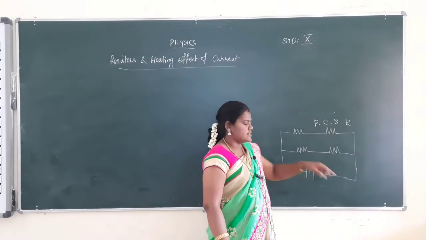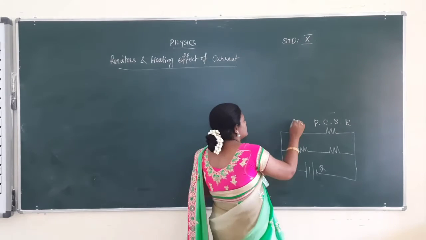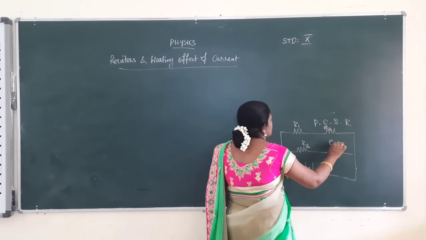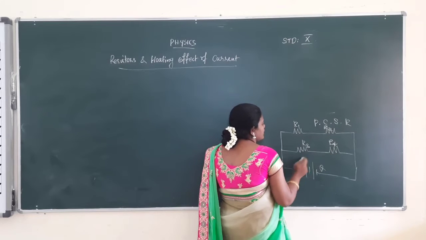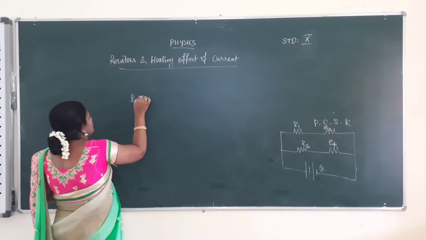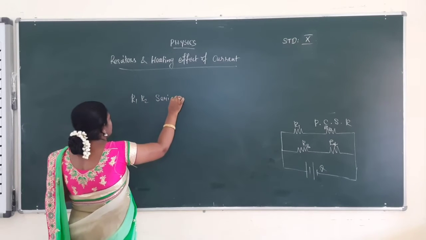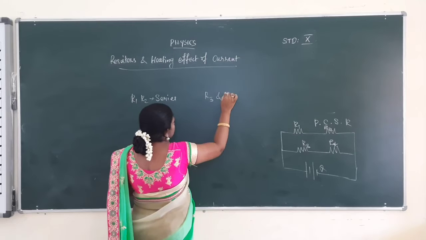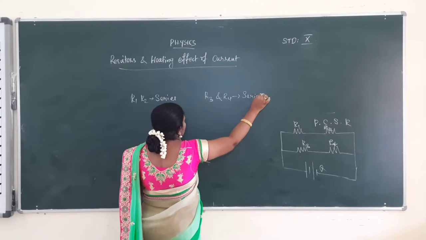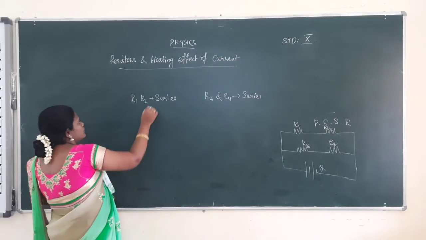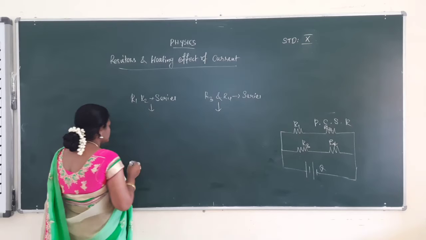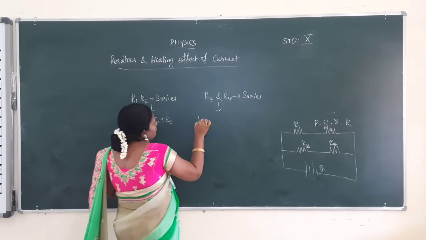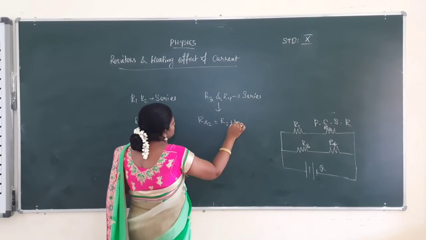Parallel connection of series resistors. This means R1 and R2 are connected in series, and R3 and R4 are connected in series. R1, R2 in series, then R3 and R4 in series. So Rs1 is equal to R1 plus R2 and Rs2 is equal to R3 plus R4, okay.